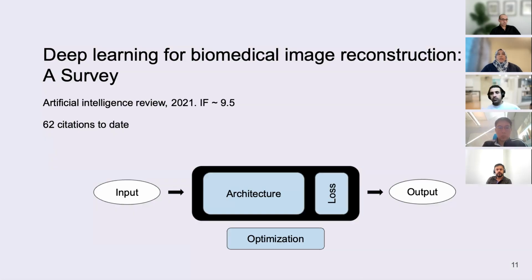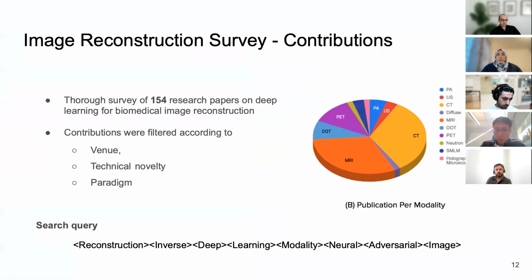So to start, we propose deep learning for biomedical image reconstruction. We do a survey here. This paper has been accepted in Artificial Intelligence Review 2021. We did a thorough survey of 154 research papers of deep learning for biomedical image reconstruction. We filtered contributions according to their venue, technical novelty, and paradigm.